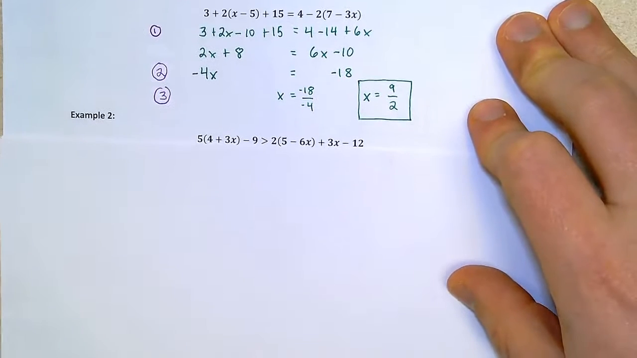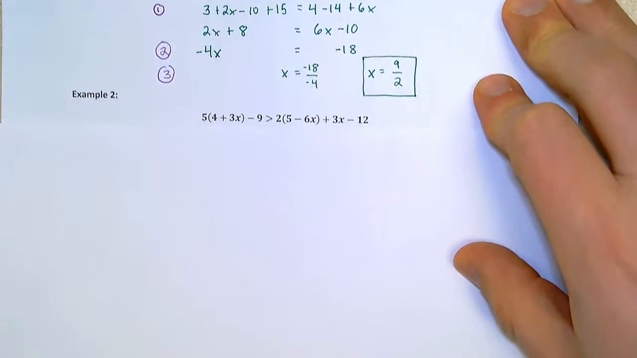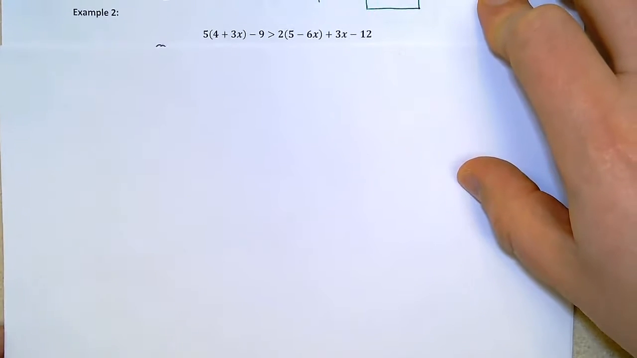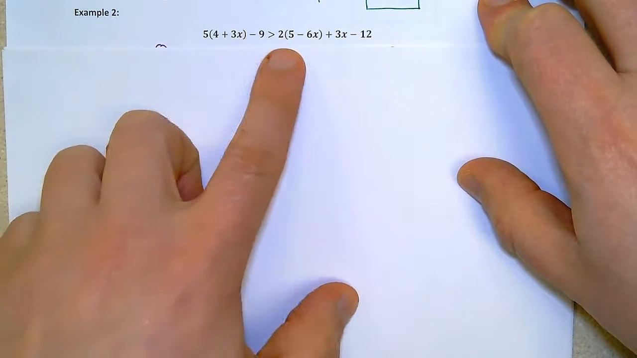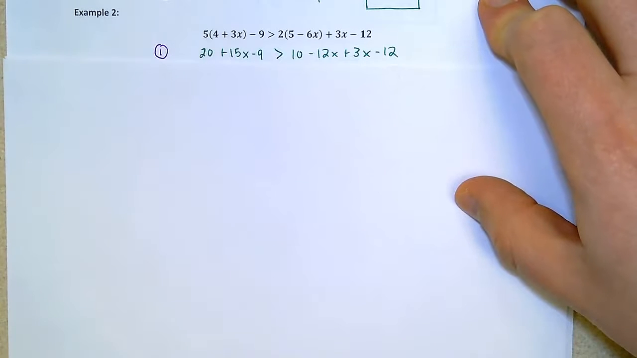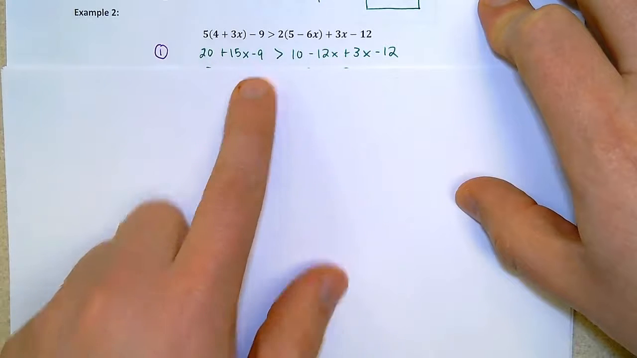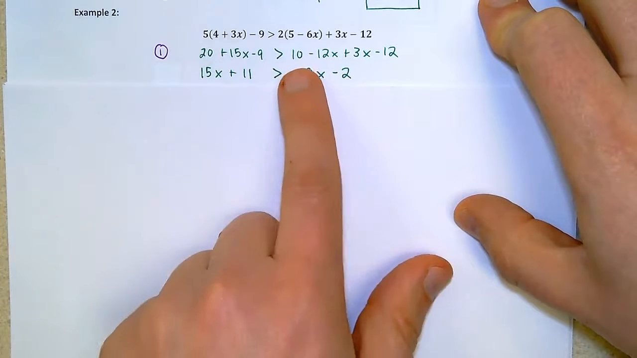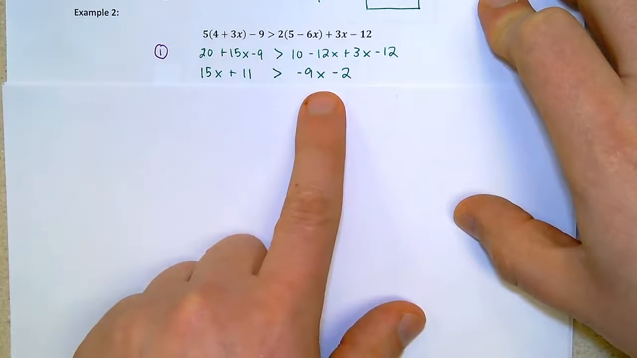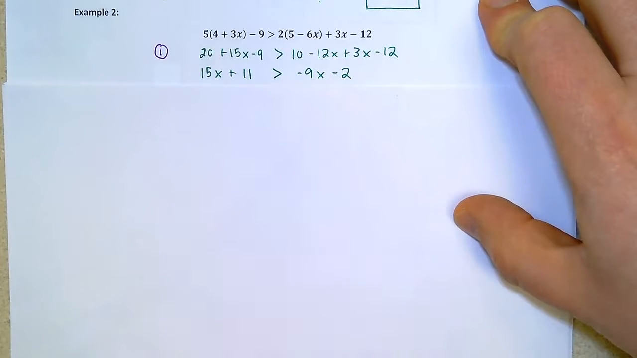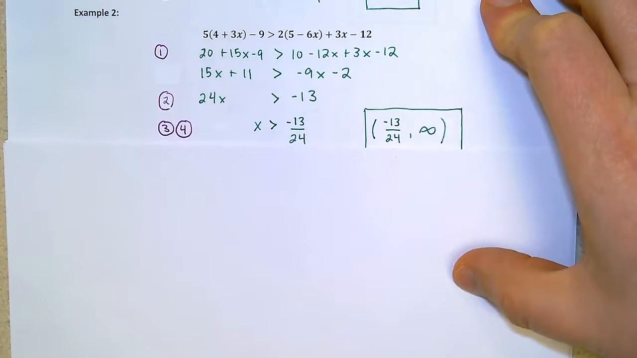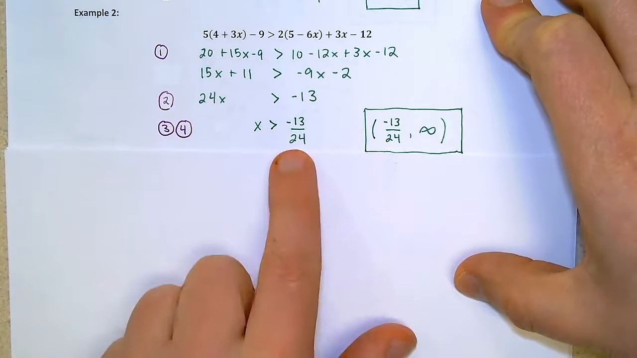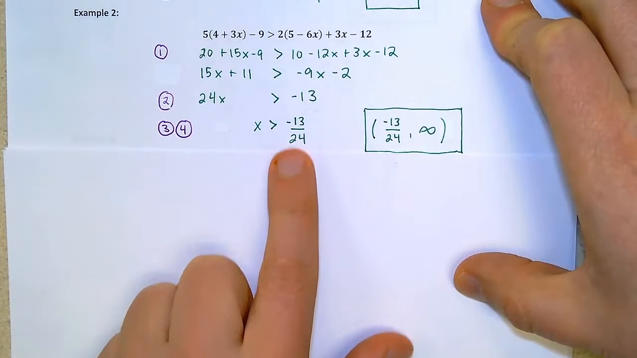Okay. Example 2. This is an inequality. We start off by distributing the 5 and the 2. That gets rid of all the parenthesis sets. Then we're going to gather our like terms. 20 and negative 9 give me positive 11. Gather the x's together on the right, and the 10 and the negative 12. We get this. Add 9x to both sides, and we finish with the inequality x is greater than 13 over 24. Sorry, negative 13 over 24.